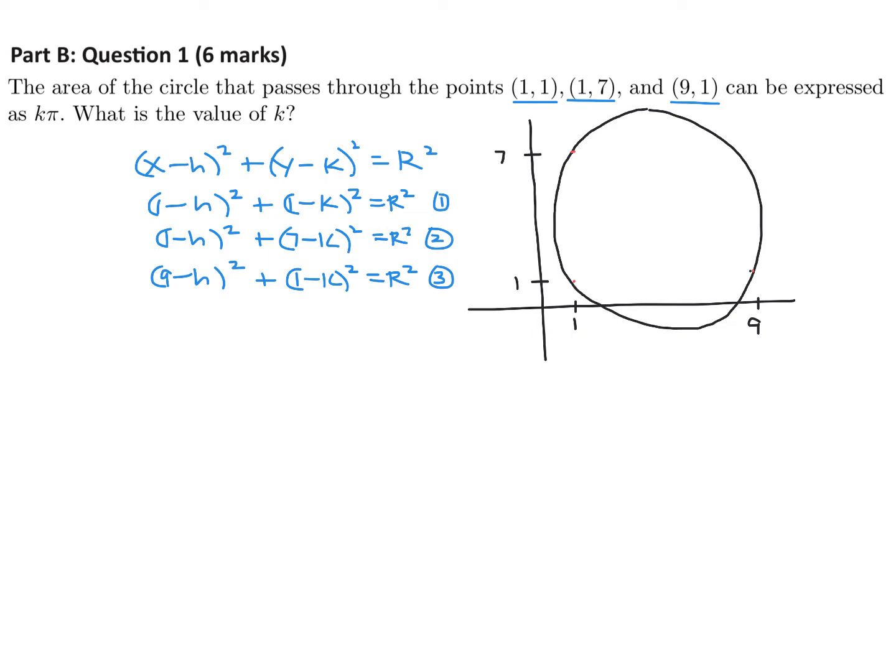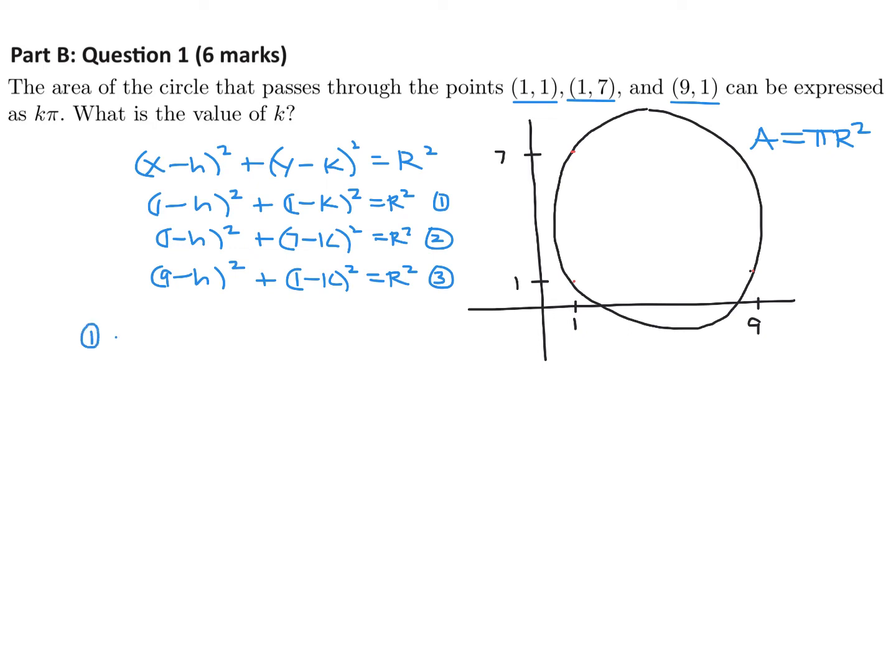And now we just have to manipulate these to figure out the values of h, k, and r, and then once we get that, we can easily figure out the area, which would be pi r squared, right? Area is equal to pi times the radius squared. So we obviously need to figure out the radius.